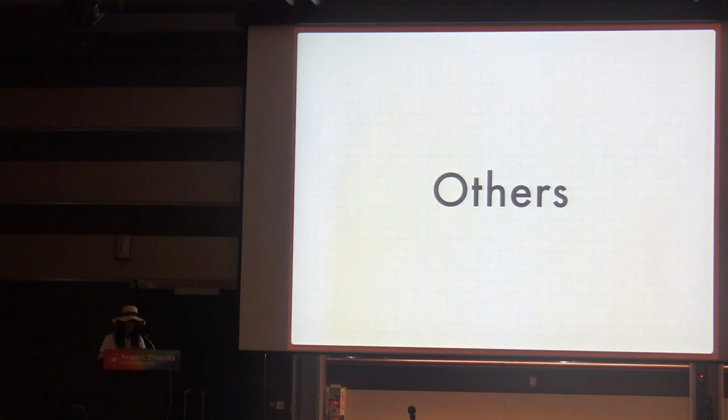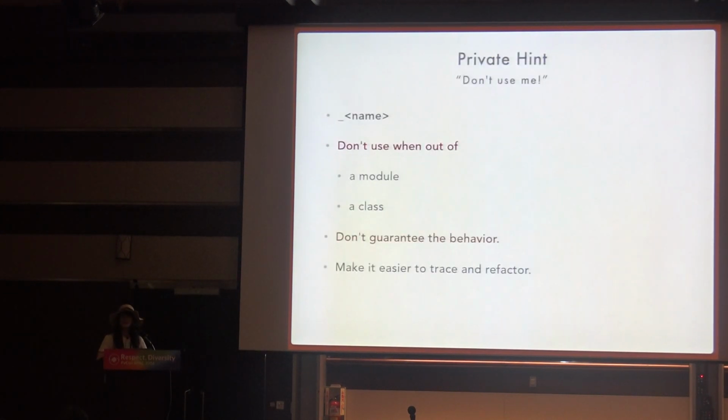We have some minor hints, like the private hint. Actually, everybody knows the private hint, just add an underscore. But if you're in a team, you can define it more clearly. Like I will define it as: don't use it outside of a module or a class when I have a private hint. You can use it, but I don't guarantee the behavior.